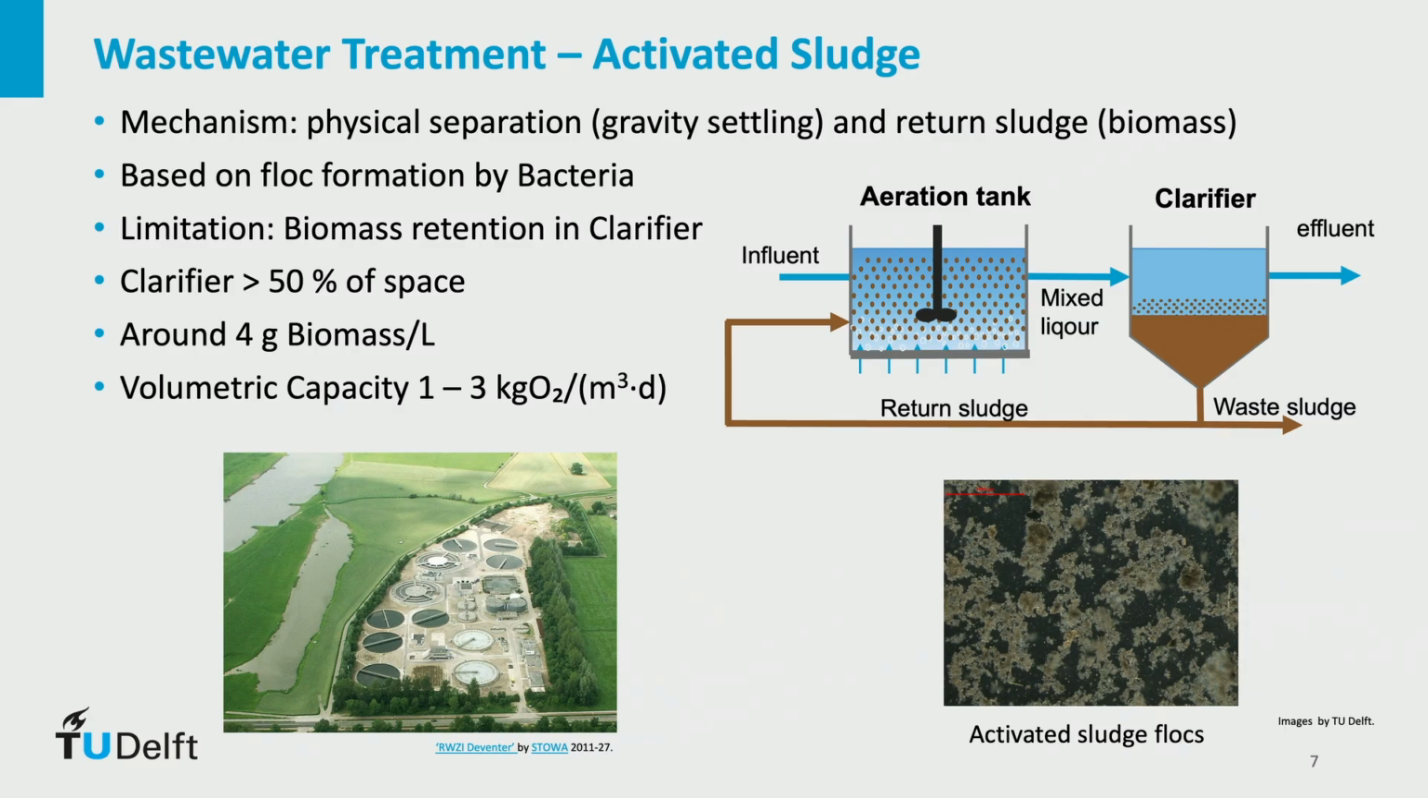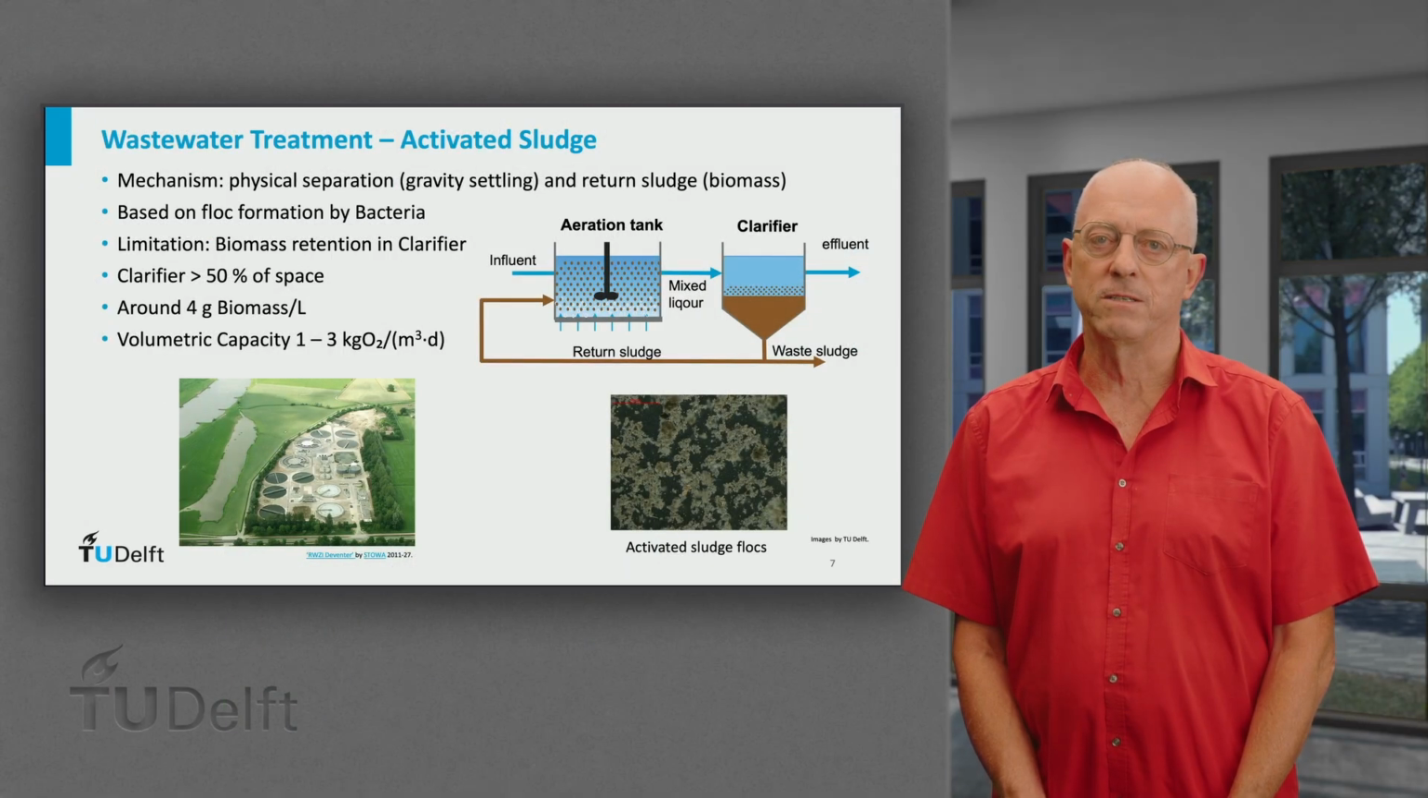In this wastewater treatment plant, the smaller central tanks are where the treatment happens, while the larger circular tanks with bridges are clarifiers for biomass separation. These clarifiers take up a lot of space, but the system is still much more compact than lagoons, achieving biomass concentrations of up to 4 gram per liter and volumetric capacities of 1 to 3 kg oxygen per cubic meter per day. The limitation here is that clarifiers can't handle biomass concentrations above around 4 gram per liter, or the settling process will fail.